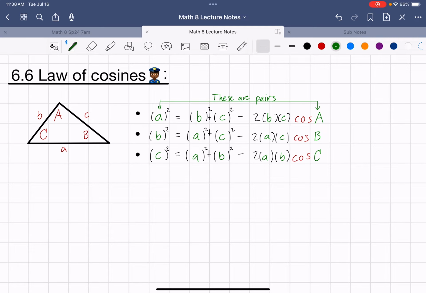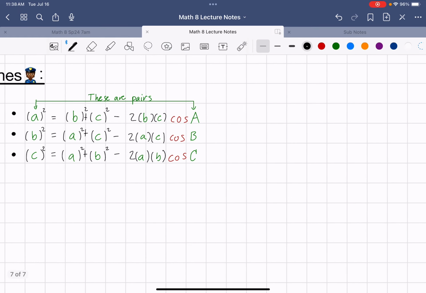So let's just start our example. Let's jump right into it. So here's our first example. We're going to solve the triangle.